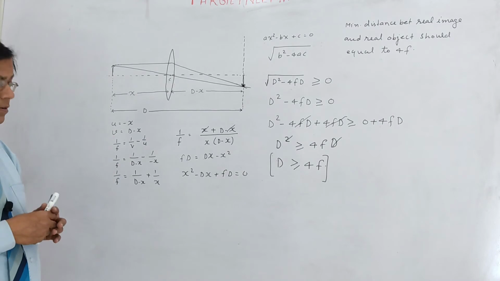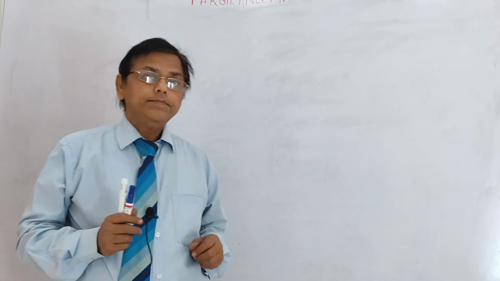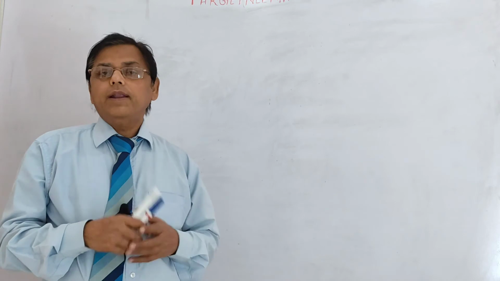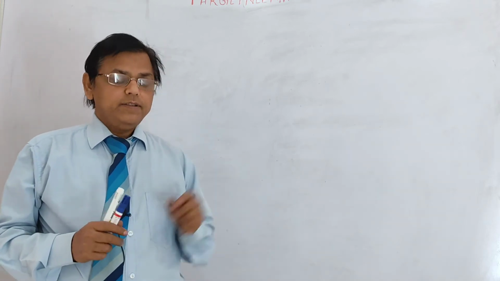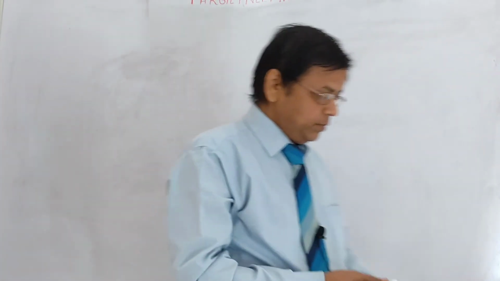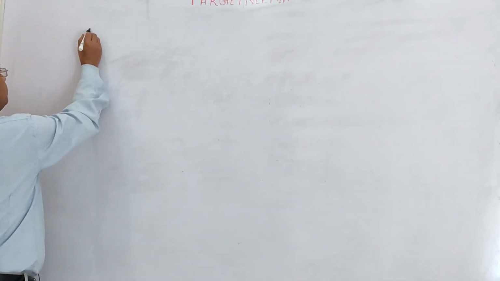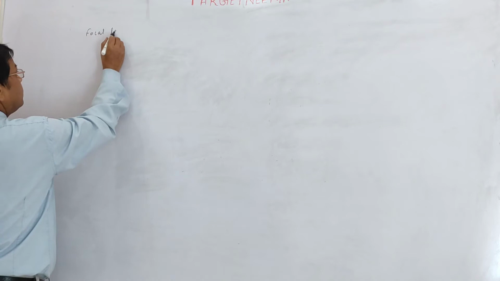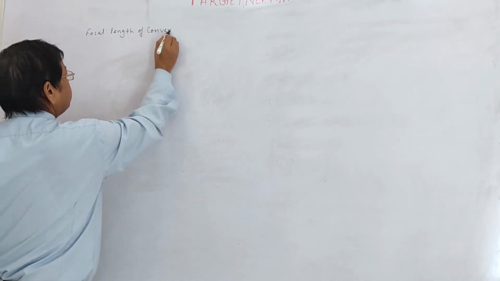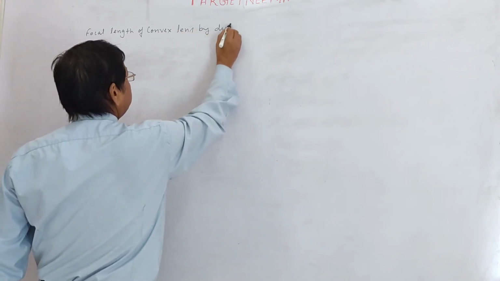So remember this result. Now, how to find the focal length of a convex lens by the displacement method. This is an experiment which we generally use in the lab to find the focal length of a convex lens. So, focal length of a convex lens by the displacement method.